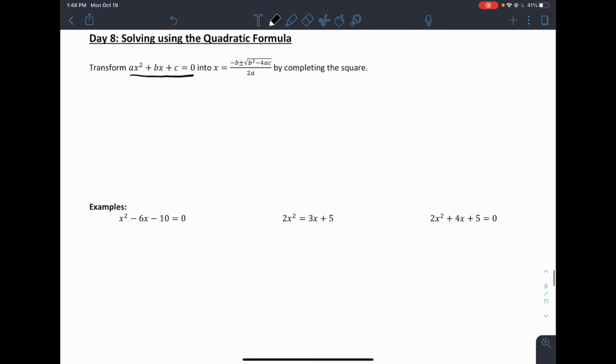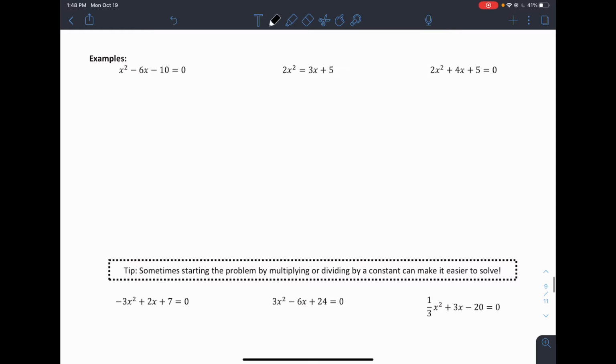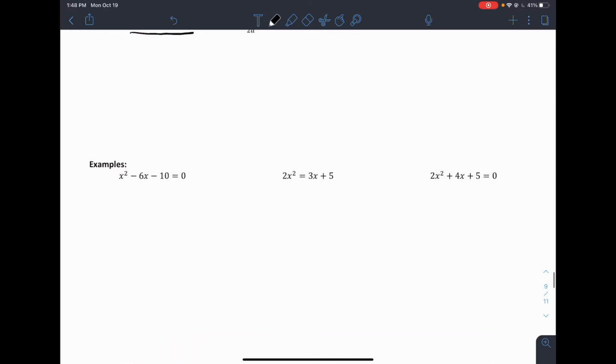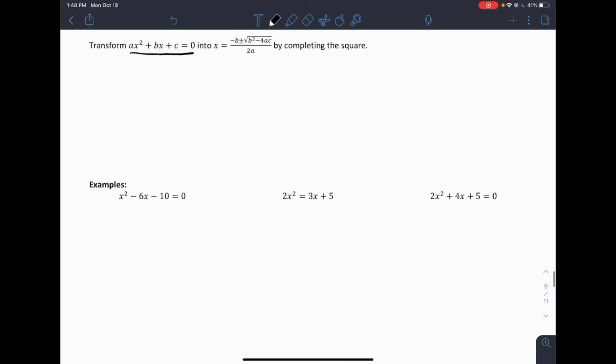So the first thing we're going to do here is we're just going to go through these 3 examples. They're fairly simple. So remember, it's x equals negative b plus or minus the square root of b squared minus 4ac all over 2a. This is going to give us both solutions. That's why there's a plus or minus in there. So my a here is 1, my b is negative 6, my c is negative 10.